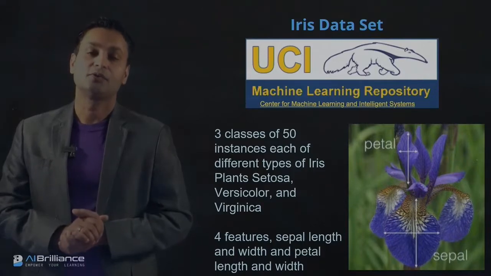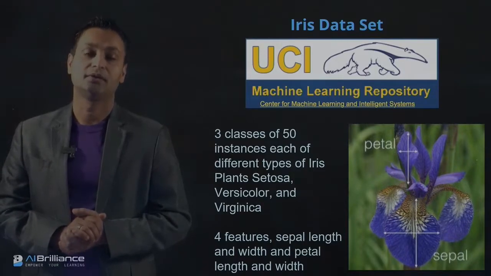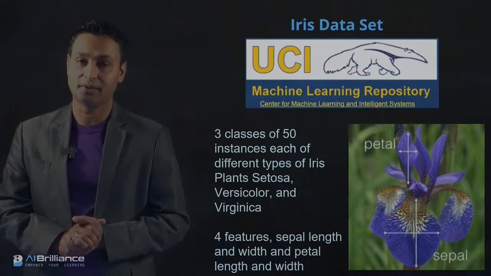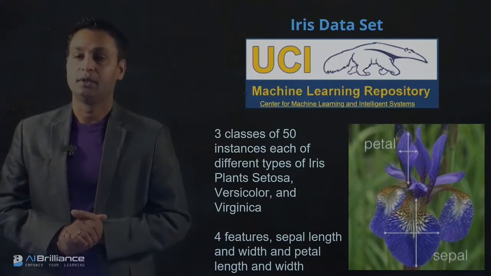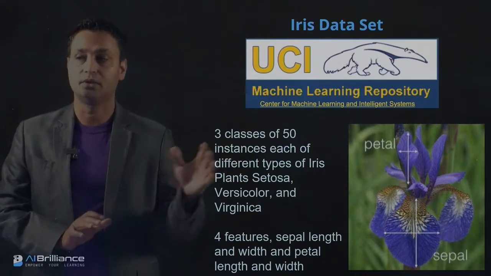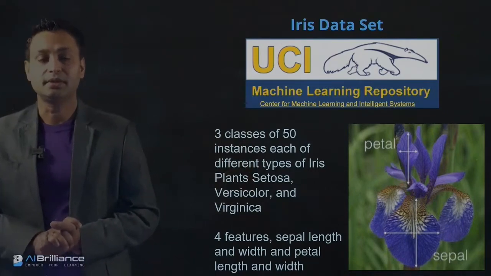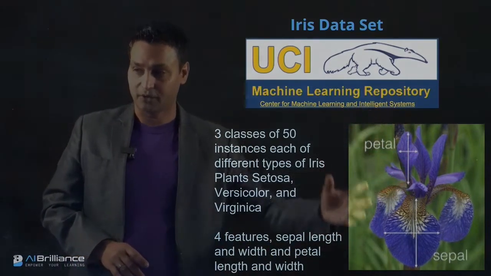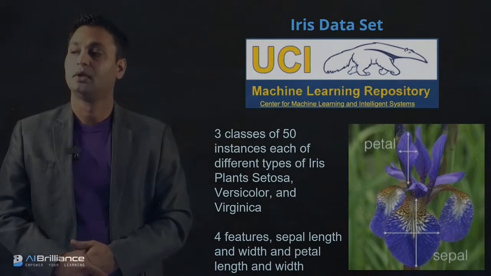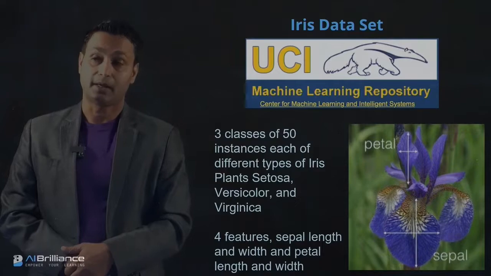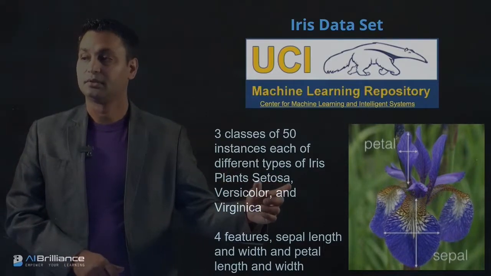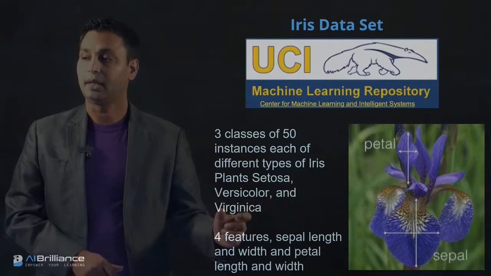Iris dataset is one of the most popular datasets used in the domain of machine learning. It has been created by the University of California, Irvine, and is stored in UCI's machine learning repository. Essentially, it is a dataset about a flower, iris, which has three different types of subcategories. These are setosa, versicolor, and virginica.